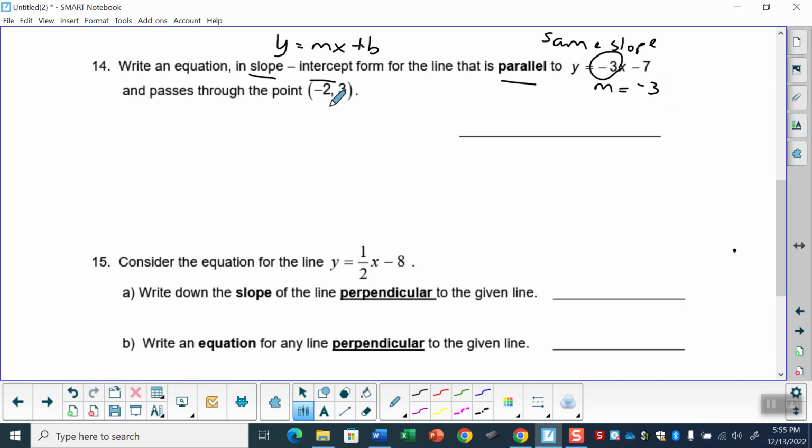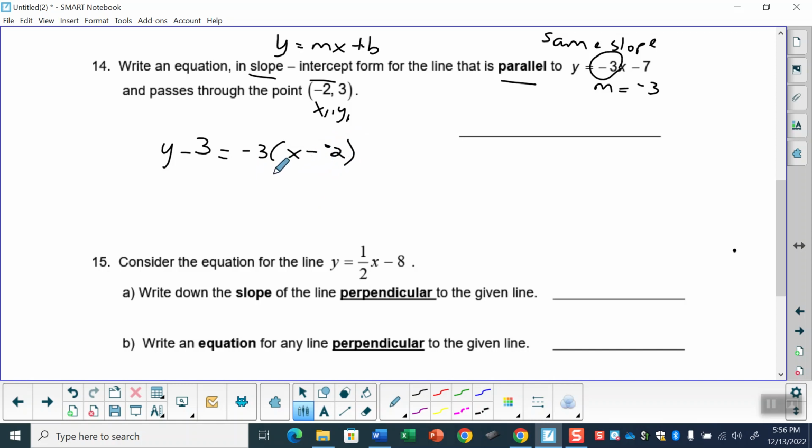And we want it to go through this point right here. This is going to be x1 and this is going to be y1. All right, so I'm going to use the point slope form first. So I'm going to say y minus 3 equals the slope, which is -3, times x minus this -2. All right, minus a -2.